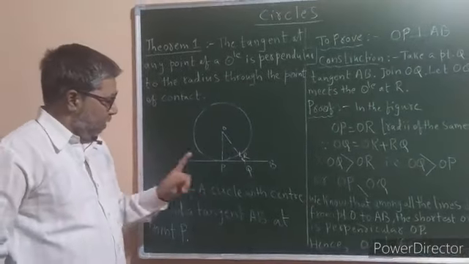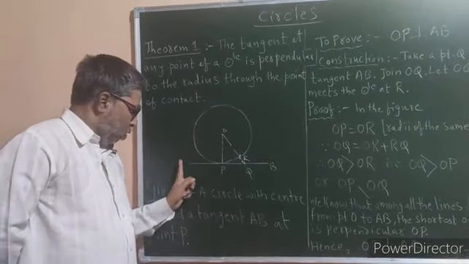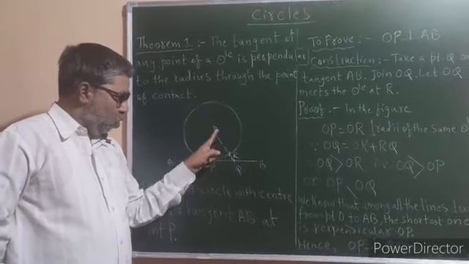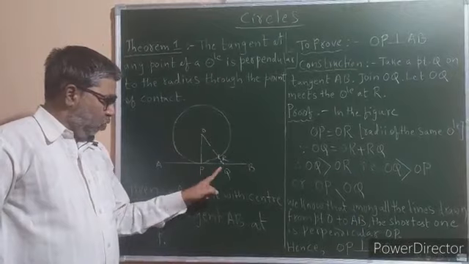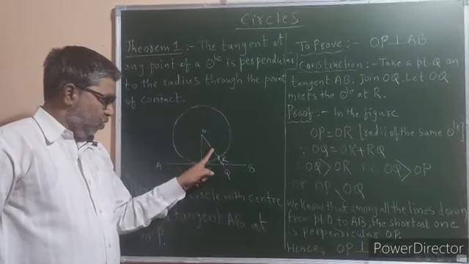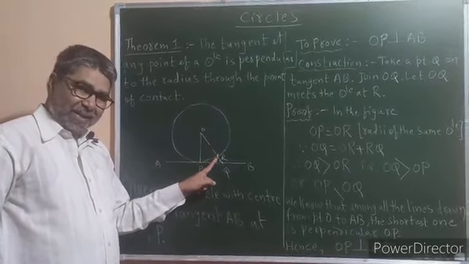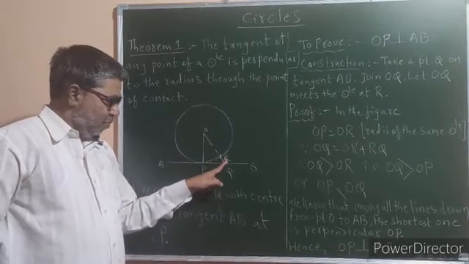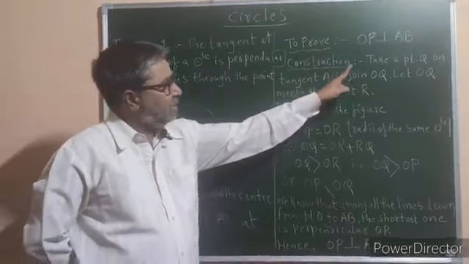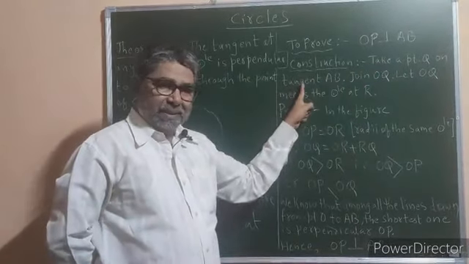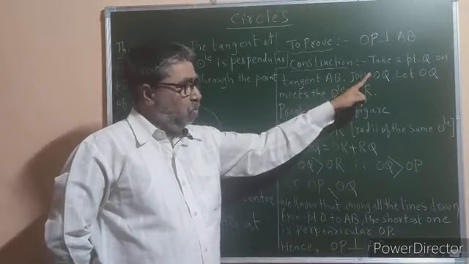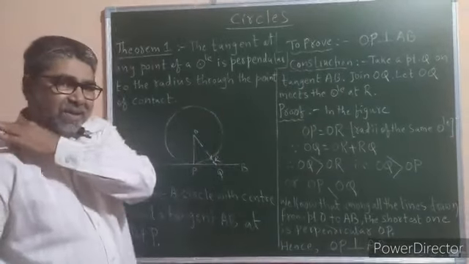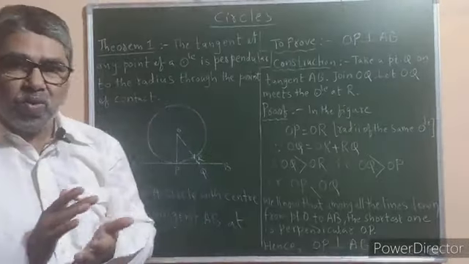So construction: take a point Q on the tangent AB, and join OQ. By joining OQ, this line segment OQ meets the circle at point R. So let us name this point as point R. This is the construction. Now let us prove this.